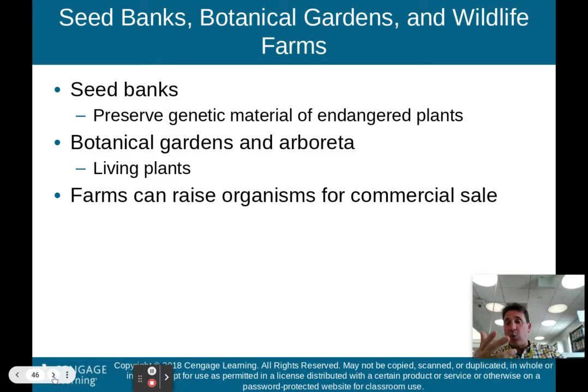All right, another way that we can try to preserve our biodiversity is through seed banks, botanical gardens, and wildlife farms. So what's a seed bank? A seed bank preserves genetic material of endangered plants, and there's actually one up in the Arctic, believe it or not, where they're trying to keep the seeds of all the plants that we have on the planet. They're trying to get them, classify them, and put their seeds in this seed bank up in the Arctic to protect them just in case they happen to go extinct. Botanical gardens and arboreta, that's for trees, right? That's where living plants can go. Farms also can raise organisms for commercial sale.